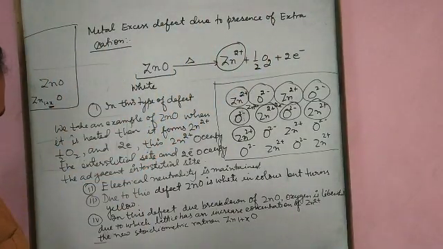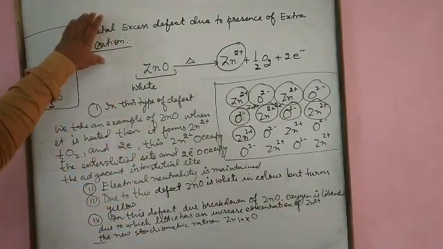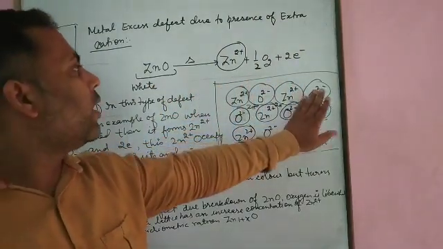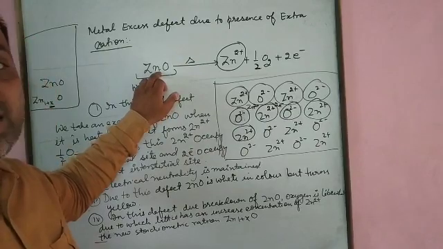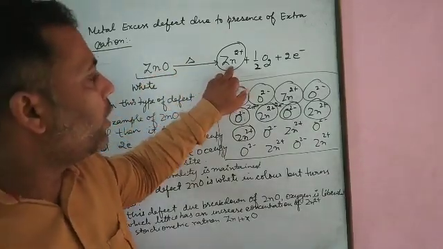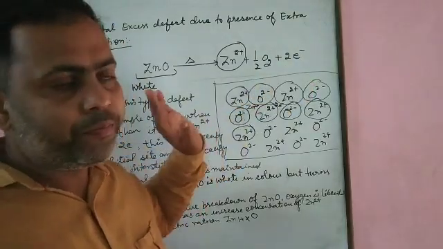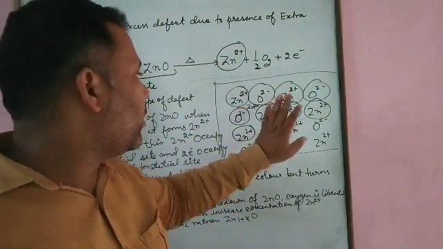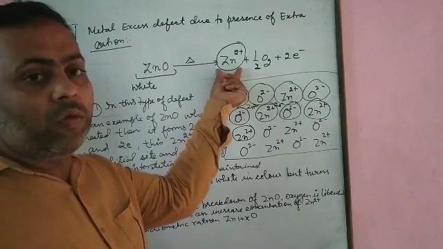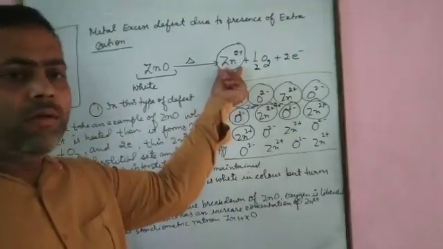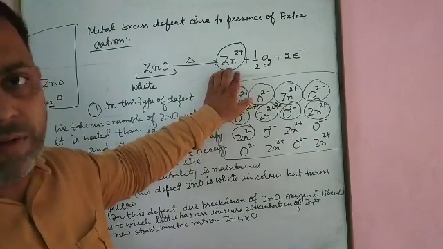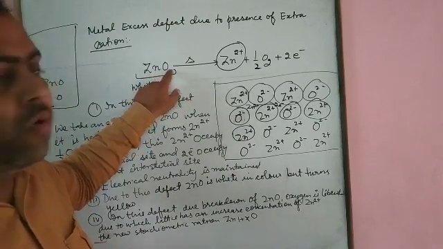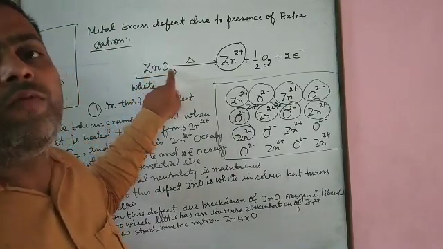Let us understand it once more. We will understand the metal excess defect due to presence of extra cation. When we have the crystal of zinc oxide and it is heated, it is converted into Zn2+, oxygen and 2 electrons. This oxygen is liberated from the lattice. When it is liberated, we have Zn2+ and 2 electrons. Before this defect, the ratio is Zn1 O1, a ratio of 1:1.